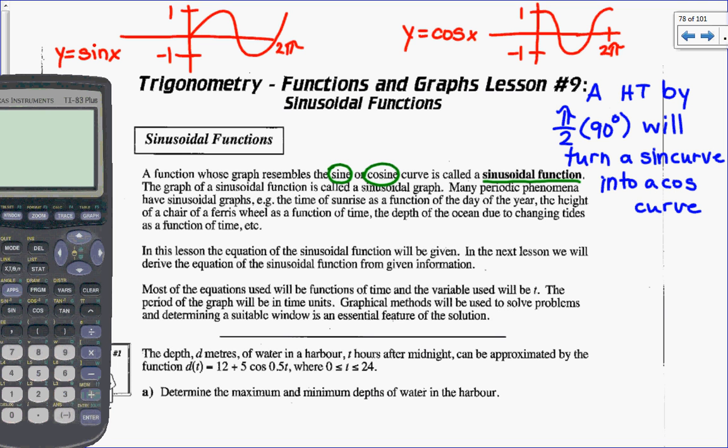Okay? Now, occasions when you would actually use graphs of sinusoidal functions are any time in our day-to-day life when certain phenomena are happening periodically, a regular repeating pattern, a cyclic pattern. This includes things like the examples given here, the time of sunrise as a function of the day of the year. As we know, there's the shortest day of the year in December, the 21st I believe it is, and the longest day of the year, which is June 21st.